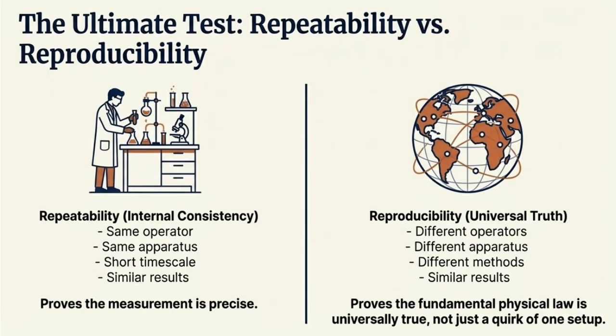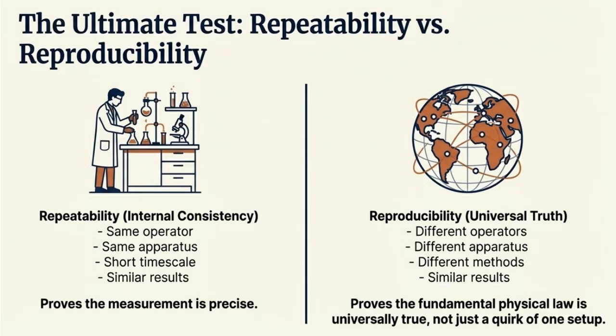When we talk about the ultimate test in experiments, we look at repeatability and reproducibility. Repeatability means getting similar results when the same person uses the same equipment and method within a short time. This shows that the measurement is precise and consistent inside a single setup.